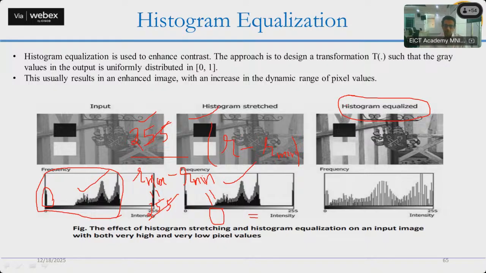Where to use stretching? Stretching will be used where Rmax and Rmin are not 0 and 255. Even if one of the conditions is not satisfied, it will work. But if both conditions are there, then it will not make any change, as we are seeing here.